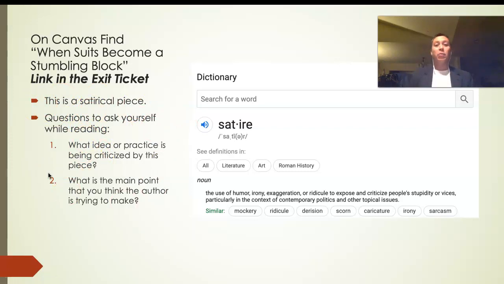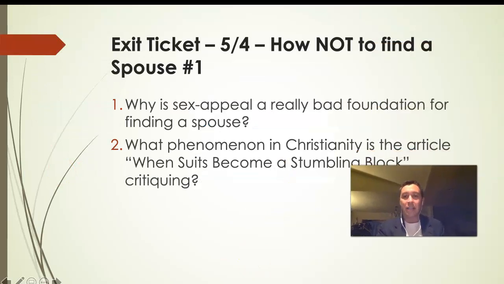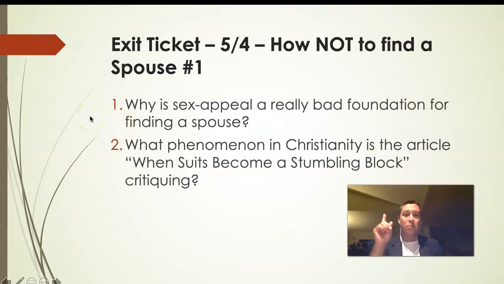Now, fair warning, it's 15 pages, but it's mostly pictures because the pictures help explain what's going on in the article. So it's actually a fairly short article. It just feels long because you're scrolling a lot. It's called When Suits Become a Stumbling Block. So your exit ticket is two pieces. One, why is sex appeal a really bad foundation for finding a spouse? And two, what phenomenon in Christianity is the article When Suits Become a Stumbling Block critiquing? What is it satirizing? What is it making fun of or poking at? Once you've done those two things, that's all we've got for class today.